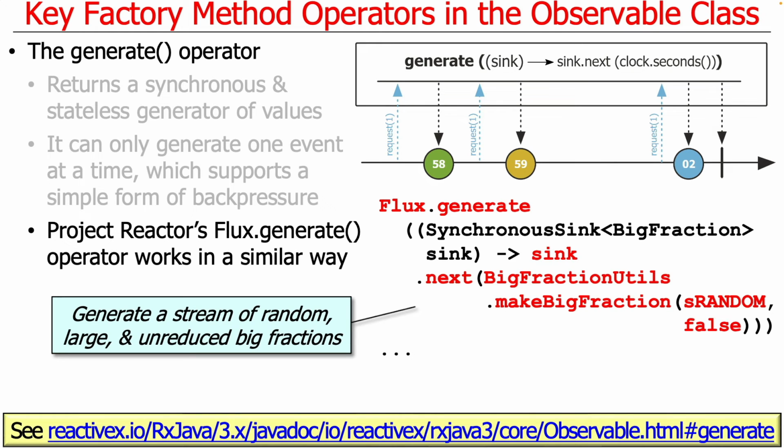Project Reactor, no surprise, has a generate operator that works in pretty much the same way as the one from RxJava. There are some differences. They use some different types. They don't use an emitter. They use this thing called a synchronous sink, which is a funny name. And you can see it works somewhat the same idea. You emit something, they have a next method as opposed to on next, but it's more or less the same kind of thing.